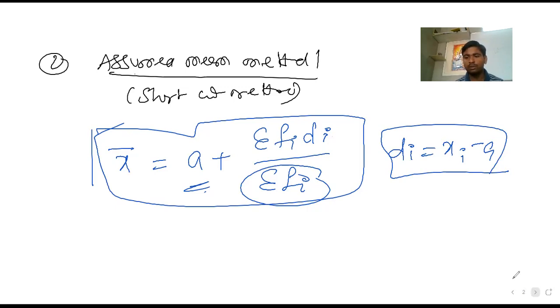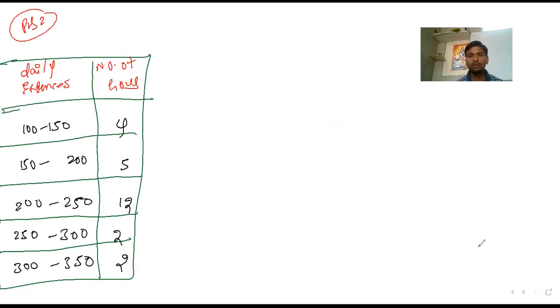Let us go for a direct question. This is the question they mentioned: calculate the mean for the given data by using the shortcut method or assumed mean method. First of all, you have to know the formula. A plus sigma fi di by sigma fi. This is the formula for this case, so one by one you have to write.